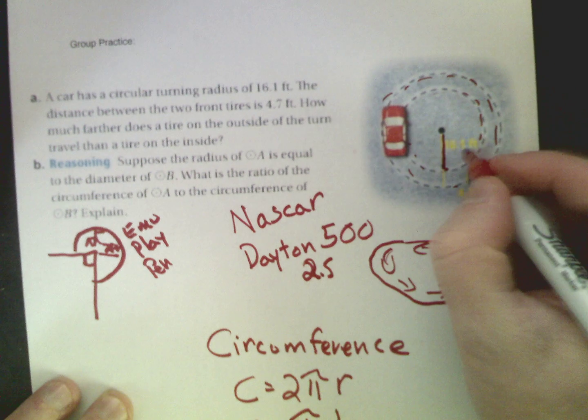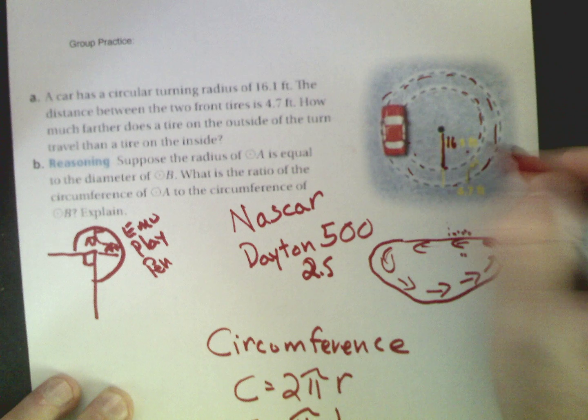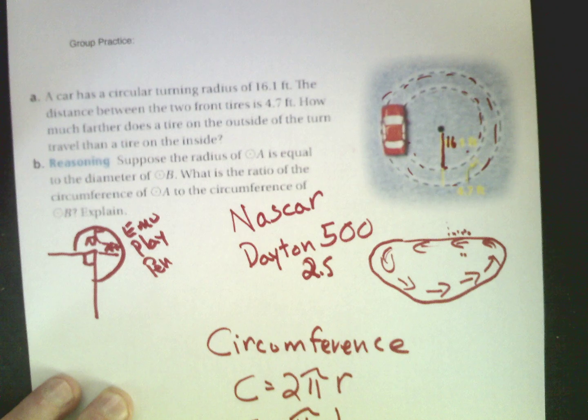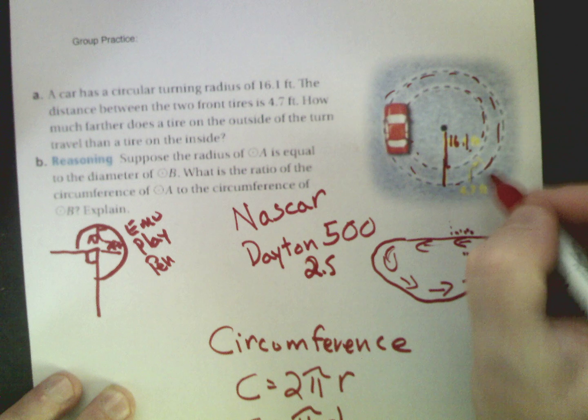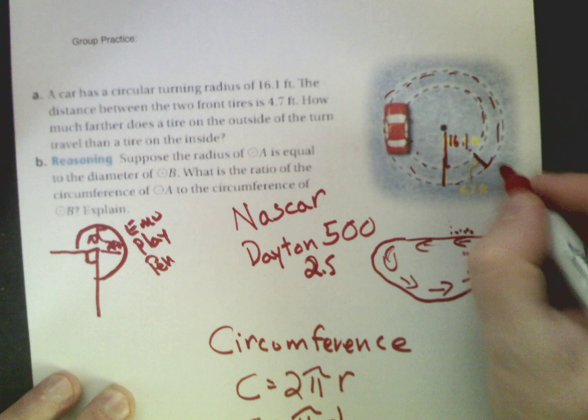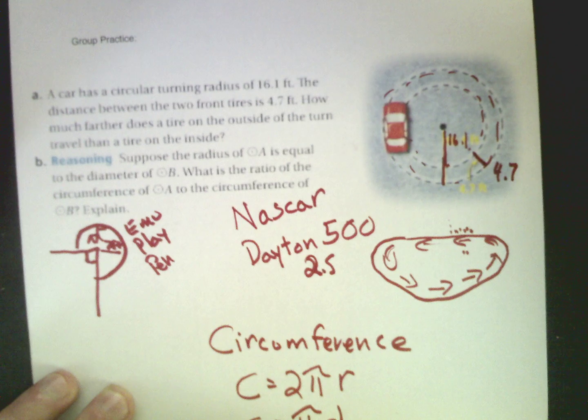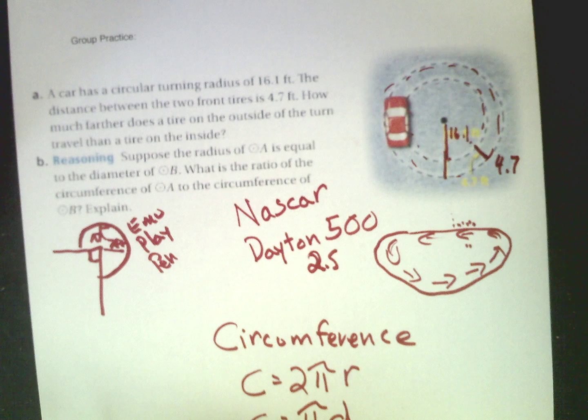I have one here that has a circular turning radius of 16.1 feet, and that goes all the way to here. And the distance between the two tires is 4.7 feet. Okay, so how are we going to figure this out?